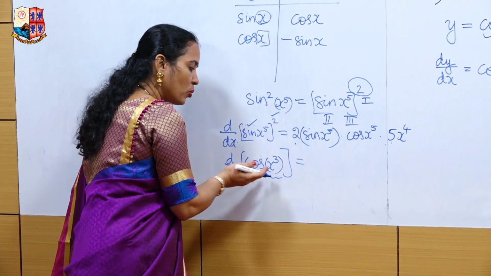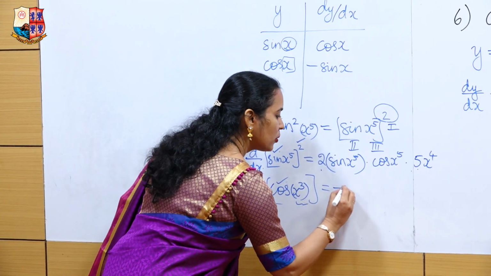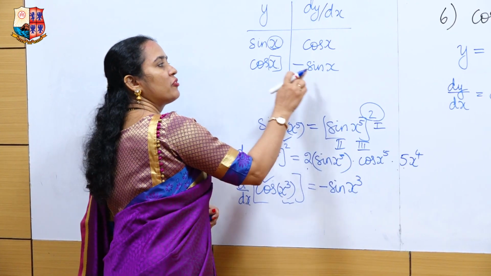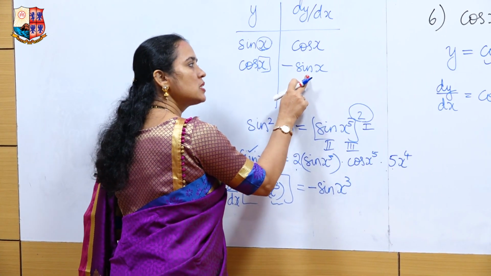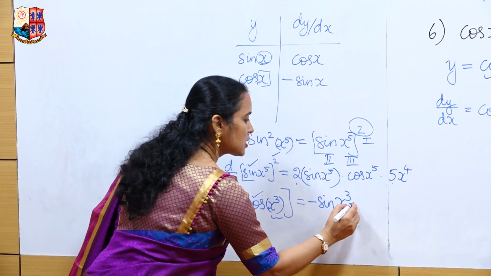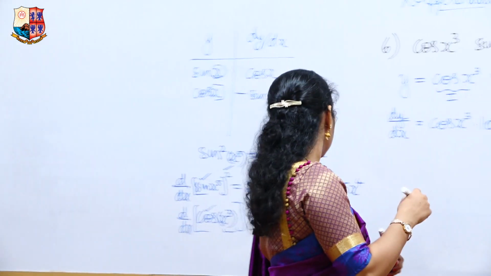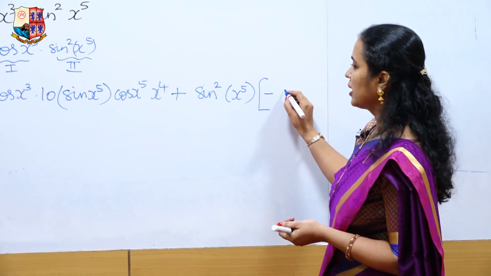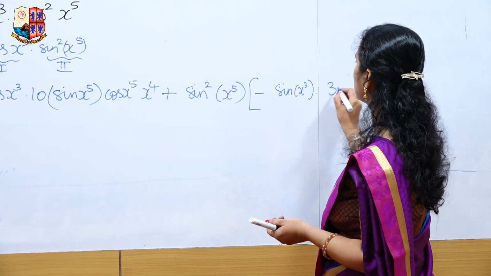So what do you have outermost? Outermost you have cos. Differentiate cos, you will get minus sin x cube. Cos x when you differentiate, minus sin x. Cos x cube when you differentiate, minus sin x cube. So done with cos. Next differentiate x cube, you will get 3x square. Write it down as it is. Since it's a negative function, write it in the bracket. Minus sin x cube into 3x square.